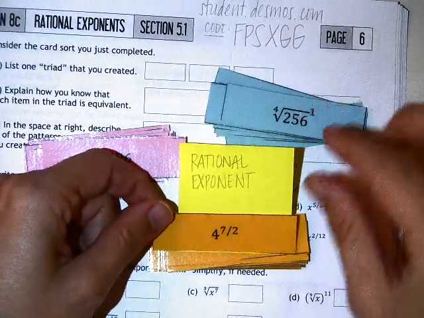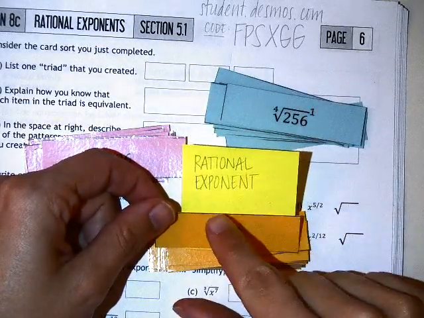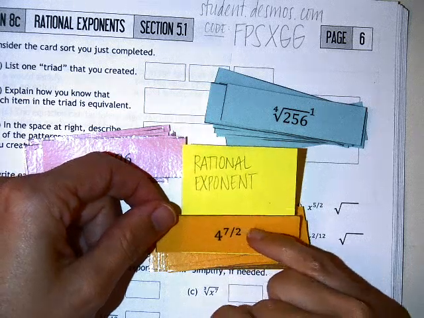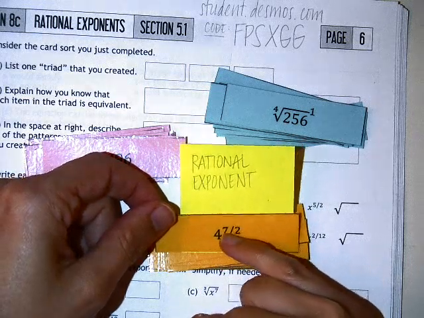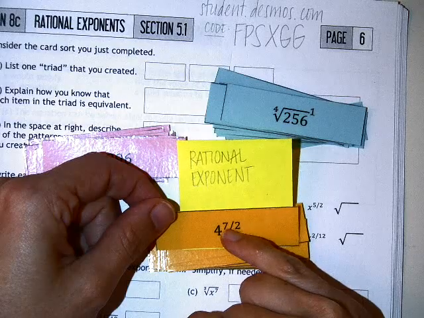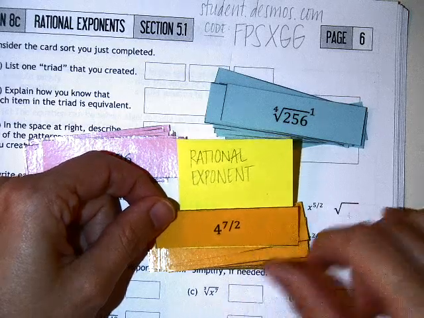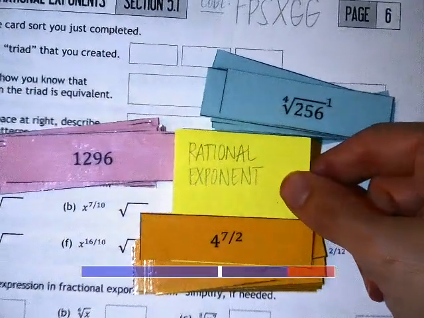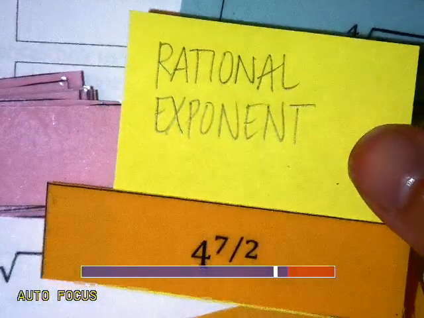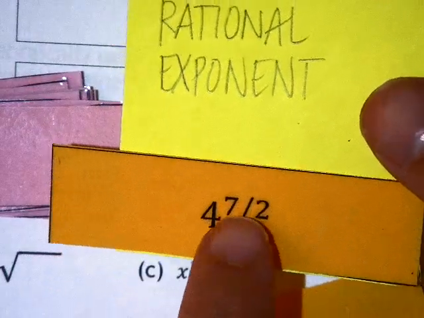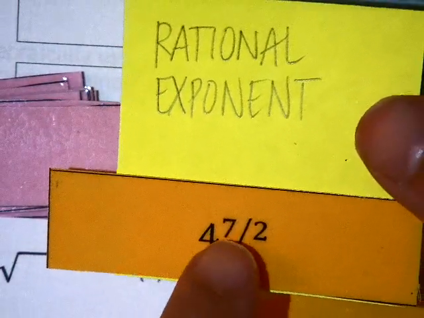Rational is another word for fractional. So when you see the fraction exponent cards, you'll recognize them. The fractions are clear, like in this one, 7 over 2 is a fraction. And you can tell that it's a superscript. You can tell that it's a smaller size font, lifted up in the air a little bit, like the exponents we normally see.